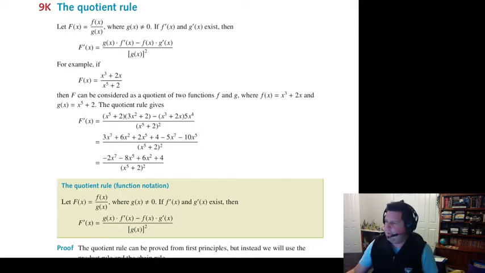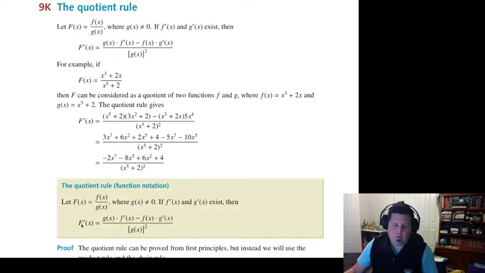Now, the good news is if you have a function and it's divided by another function, provided that each of those functions can be differentiated, then you can get the derivative of that whole function, which is a quotient because they're being divided into each other, by using the following rule.